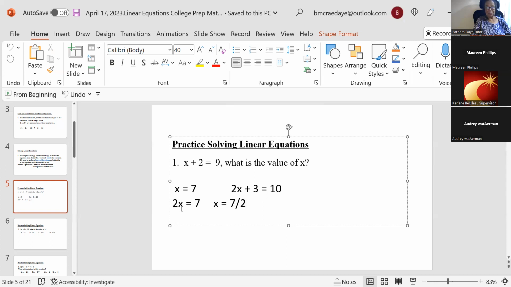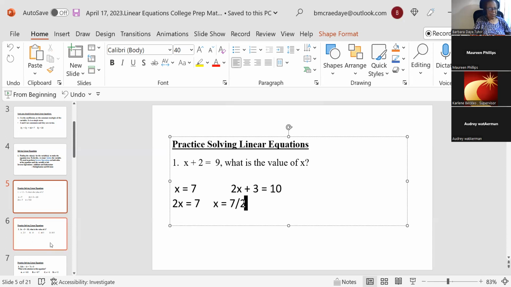What number times 2 gives 7? 3.5, right? You can always check it. You put 3.5: 2 times 3 is 6, 2 times a half is 1, 6 and 1 is 7. Now you know it's correct. You can always check your work. But it's very important that you keep those inverse operations in order. Addition goes with subtraction, and multiplication goes with division, and vice versa. Division goes with multiplication, addition goes with subtraction. Got it?